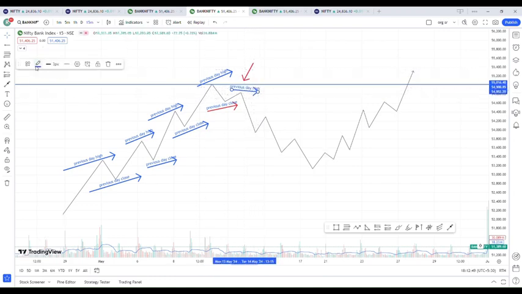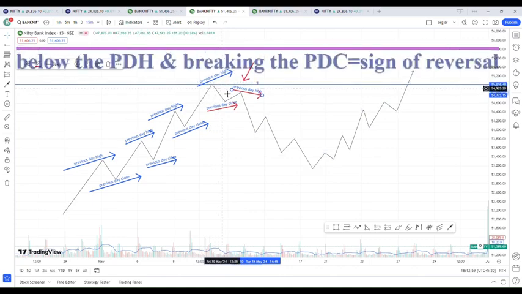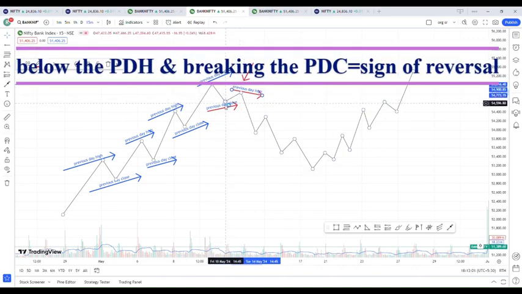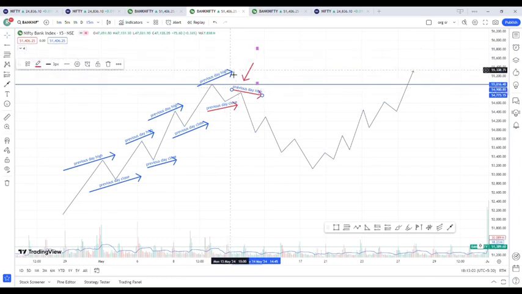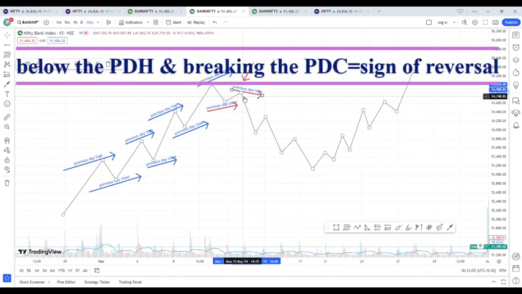I make it red. Okay, this was the previous day high. Market opening above the previous day close, but made a high point that did not break the previous day high point. It means market just broke the previous day close, but did not break the previous day high.